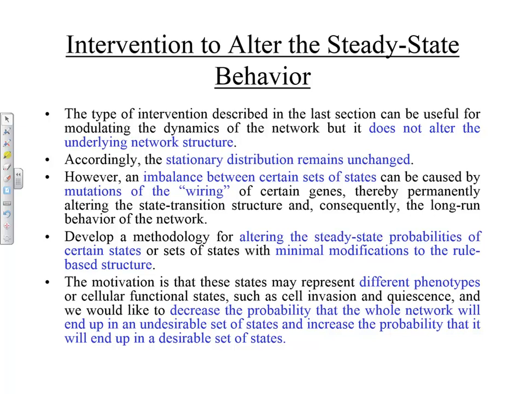However, an imbalance between certain sets of states can be caused by mutations of the wiring of certain genes, thereby permanently altering the state transition structure and consequently the long-run behavior of the network. So we want to develop a methodology for altering the steady state probabilities of certain states or sets of states with minimal modifications to the rule-based structure. Again, you don't want to use too many drugs, so minimal modification. The motivation is that these states may represent different phenotypes of cellular functional states, such as cell invasion and quiescence, and we would like to decrease the probability that the whole network will end up in an undesirable set of states and increase the probability that it will end up in a desirable set of states.